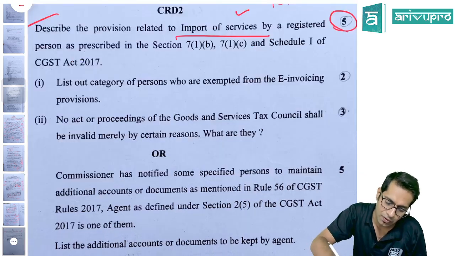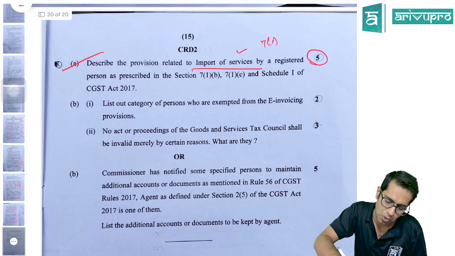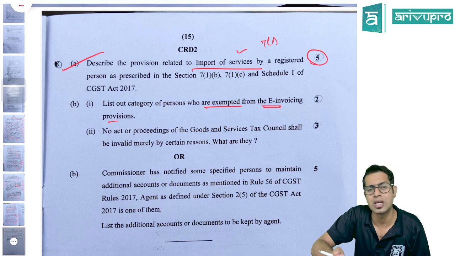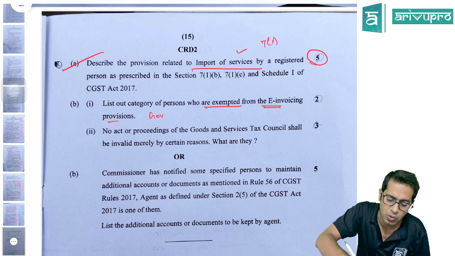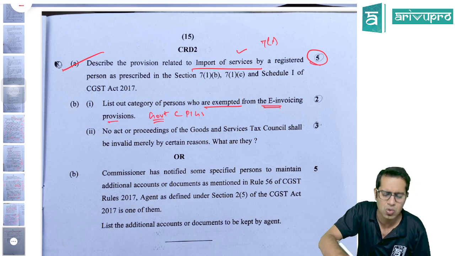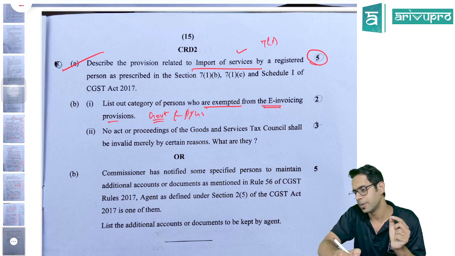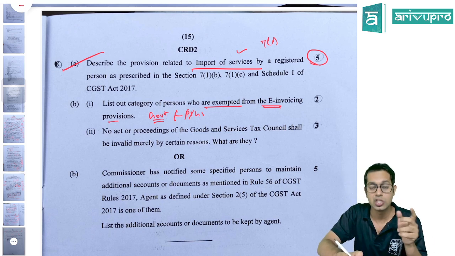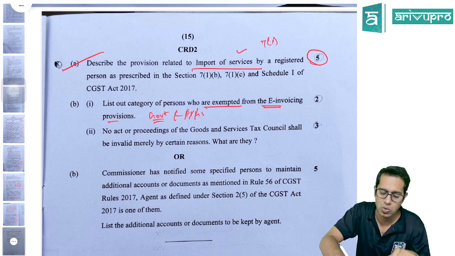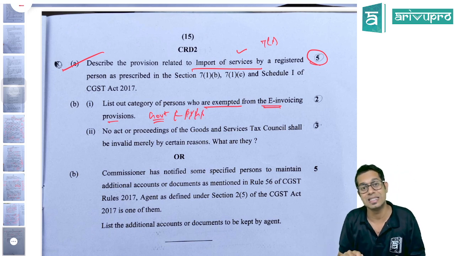List the category of the people who are exempted from e-invoicing. Who are exempted from e-invoicing, sir? Do you remember the memory technique? Government CPICs. What do government CPICs mean, sir? Government authority, government entity, cinema halls, passenger transport service provider. I for what, sir? I for insurance company, banking company, G for goods transport agencies, and S for SEZ units.